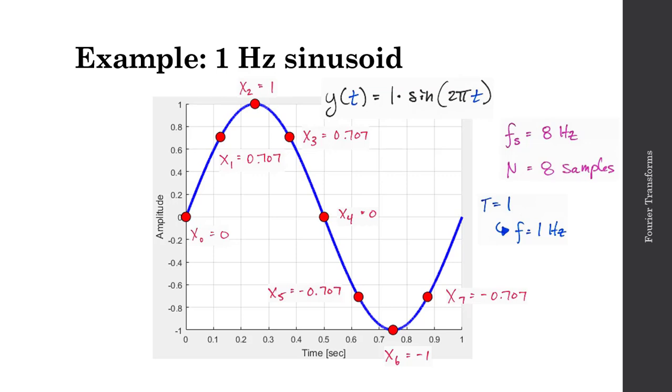0.707. So all of these notations I've listed here in red, I need this information to accurately compute the Fourier transform. I need the sample data at each moment in time, and I need to know how many samples I've taken altogether. So here I have capital N equal to 8 samples in total.